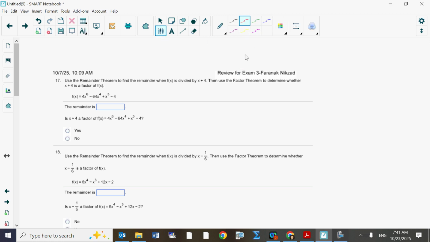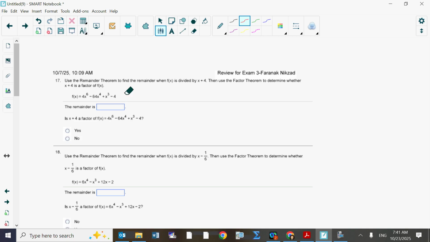Hi everyone, we're going to work on the second part of the review for exam 3. Question 17 is asking us to use the remainder theorem to find the remainder when f of x is divided by x plus 4 and then decide if this is a factor of the function or not.